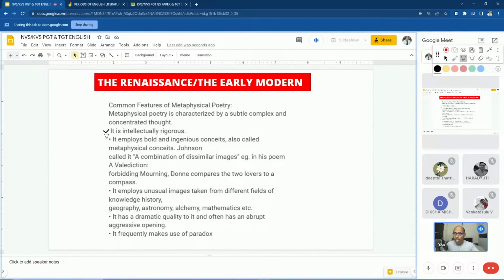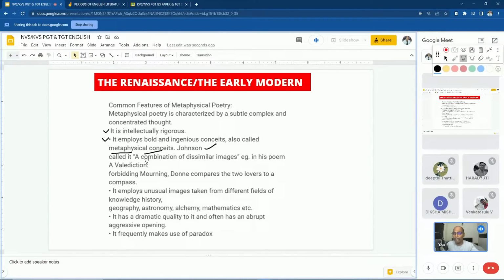And it employs bold and ingenious conceits, also called metaphysical conceits. So what is this metaphysical conceit? Let us try to understand the word metaphysical. Whatever you write related to the physical world falls under physical poetry. Metaphysical means beyond our comprehension, beyond this physical world. If we imagine something and write poetry about those things, or bring those concepts into the poetry, that comes under metaphysical poetry. And they use these metaphysical conceits. What is a conceit? Johnson called it a combination of dissimilar images. This one you have to remember: Samuel Johnson called it a combination of dissimilar images.